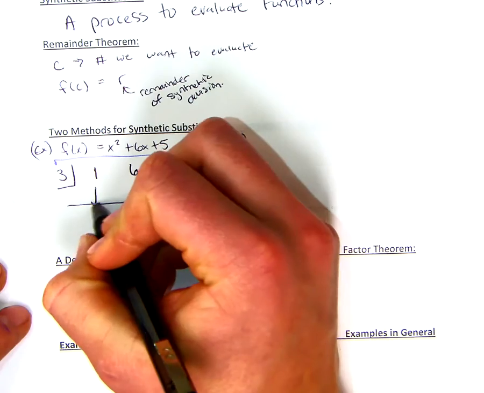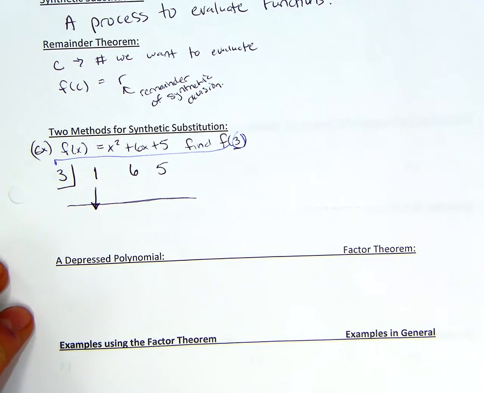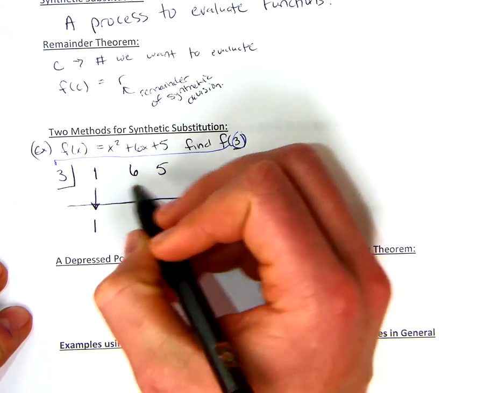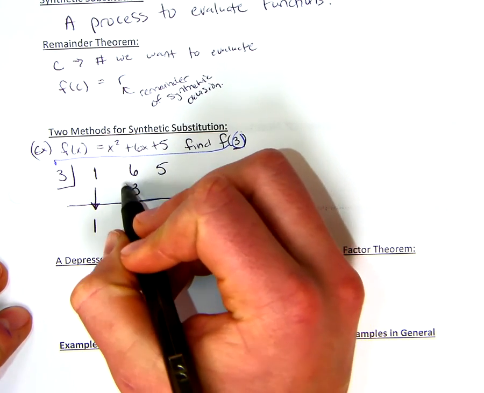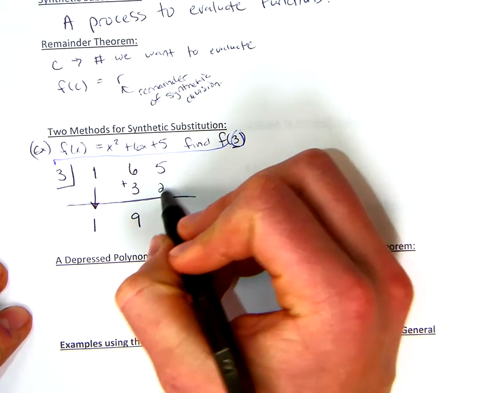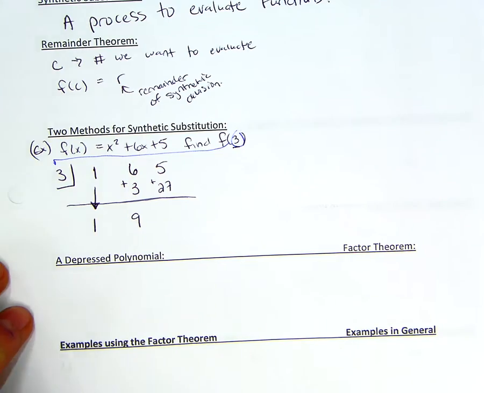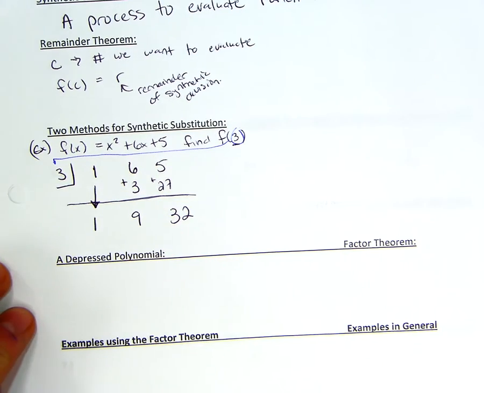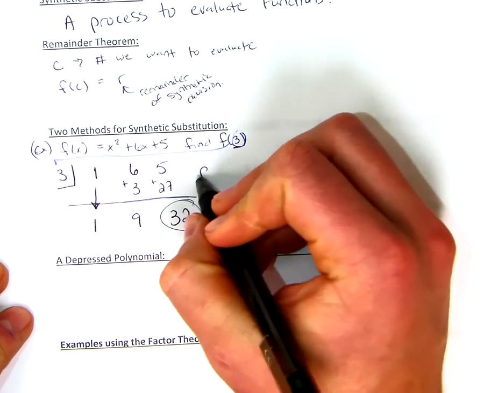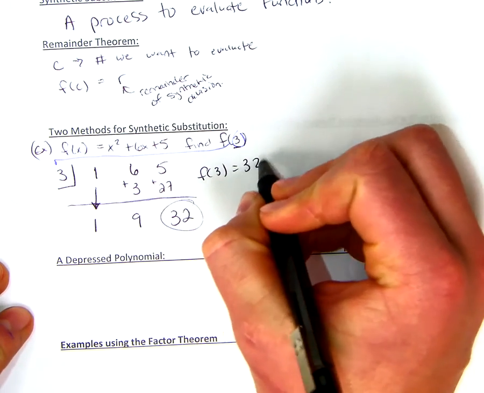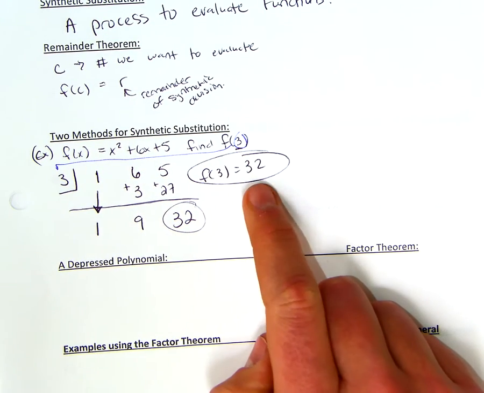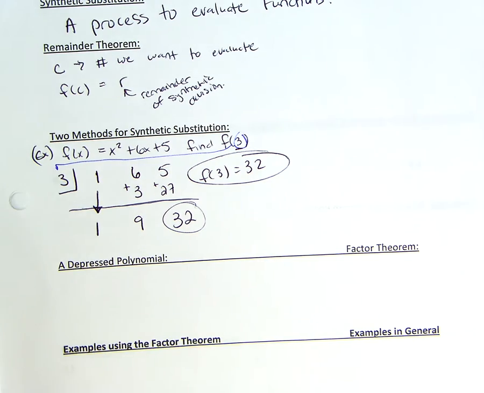Again, first part, drop down that first number, whether it's a 1, a 2, a 3, or a 4. In this case, it's a 1. And then I'm doing 1 times 3 is 3. I combine 6 and 3 to get 9. 9 times 3 is 27. And I combine 5 and 27 to get 32. 32 is then our answer. So f of 3 equals 32. What does that mean? When x is 3, y is 32 is one way you can look at it.